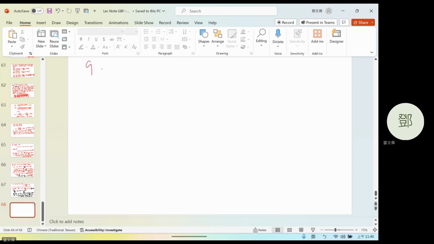9-5. Testing the difference between proportions, P1 and P2.